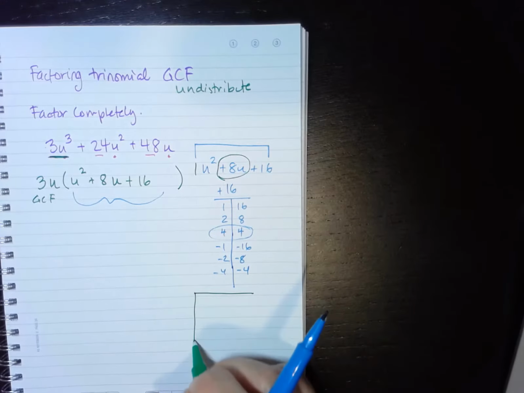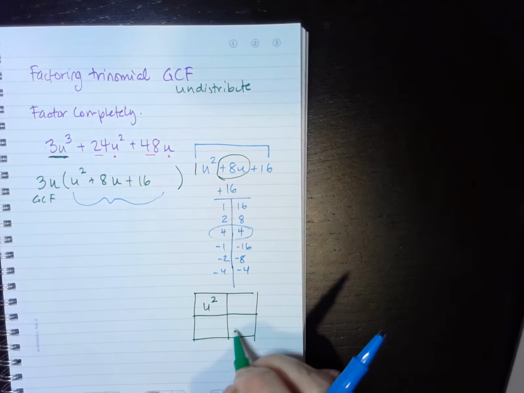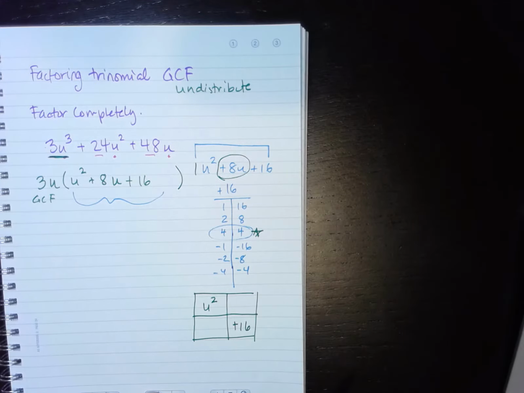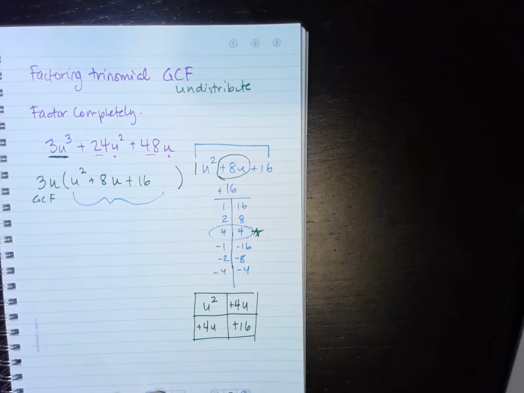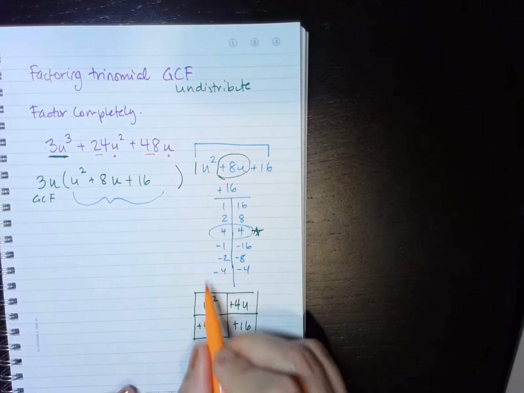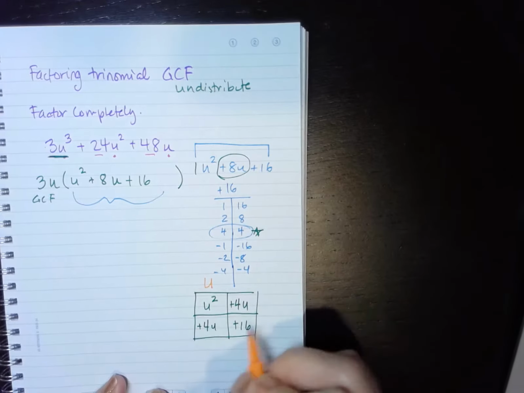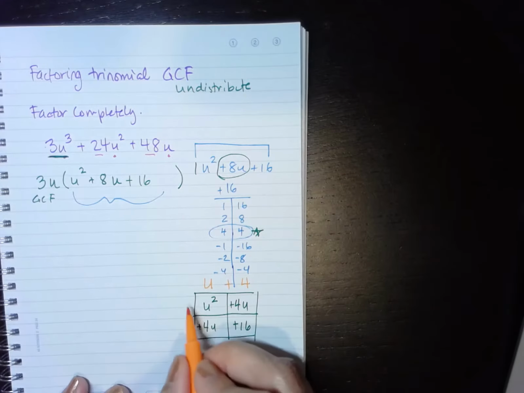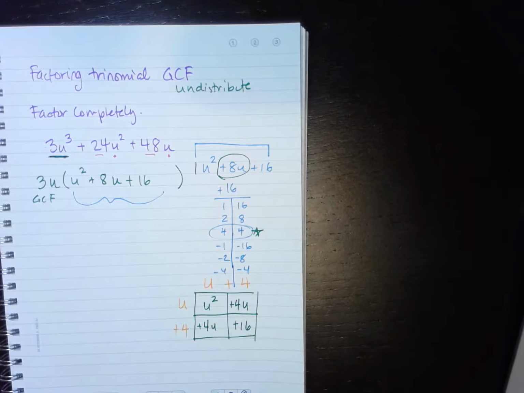So I'll take my box, and remember, you put your first term and your last term in, and then you use the two factors that you found. So this would be a positive 4u, don't forget your variable, and a positive 4u. And so now you do column, column, row, row. What do they have in common? This column has in common a u. This column has in common a positive 4, because 4 goes into both of those. Check your rows. First row has a common u. Second row has a common 4. And so those are my factors.